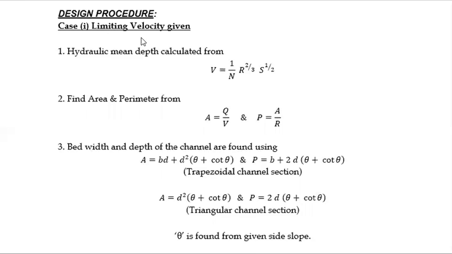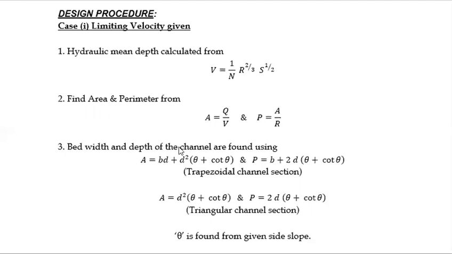So here the design procedure is, under case 1, that is limiting velocity given. For this, the first step is the hydraulic mean depth is calculated. So as usual, you know that V is equal to 1 by N, R power 2 by 3, and S power 1 by 2. Right, so the same thing. And also to find the area and the perimeter, you know that A is equal to Q by V, continuity equation, right? And P is equal to A by R, right?